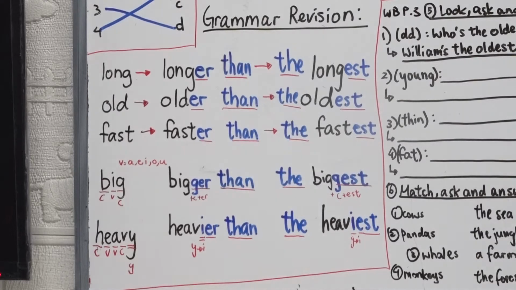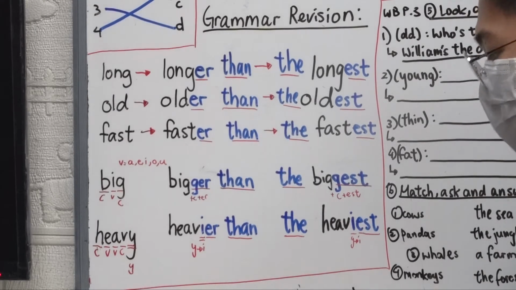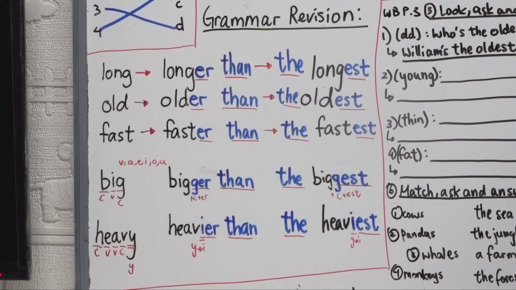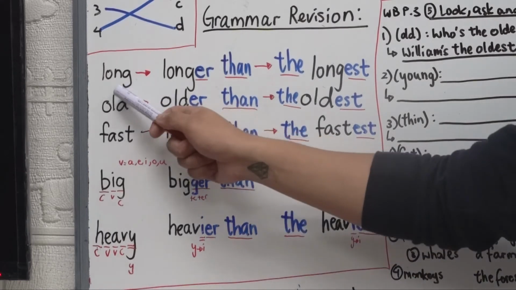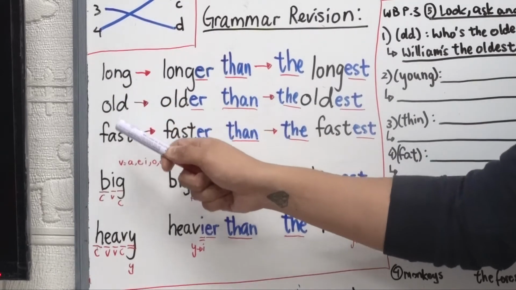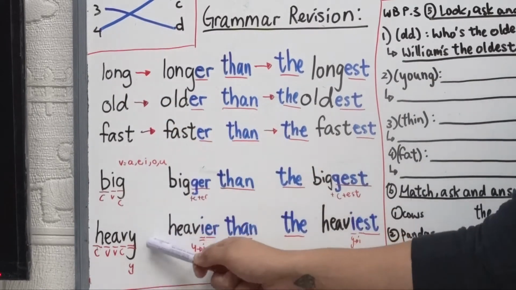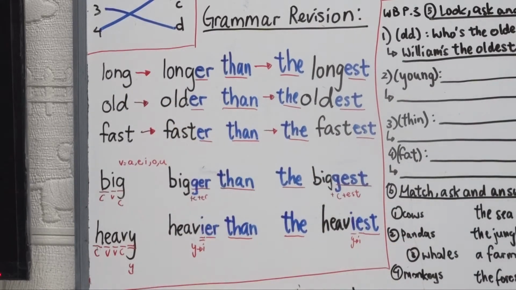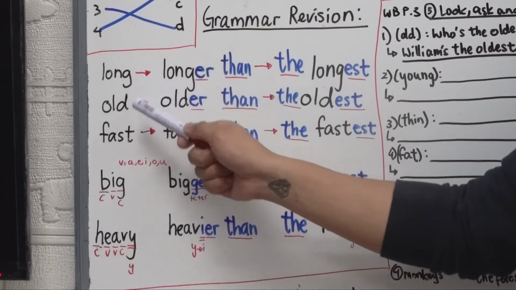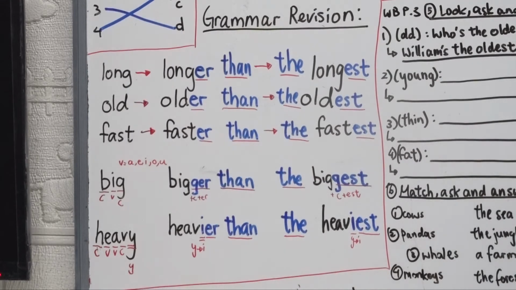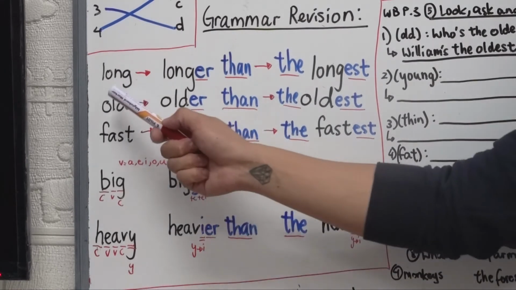Alright, so last time we learned about comparative and superlative, right? So these are called adjectives. Long, old, fast, big, and heavy, right? These are called adjectives. Pay attention, Crystal. Alright, so adjectives are used to talk about something, describe something.